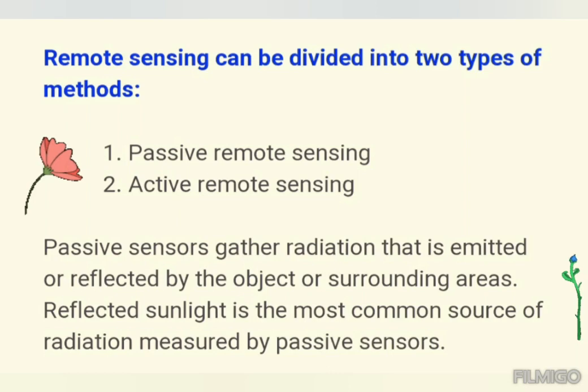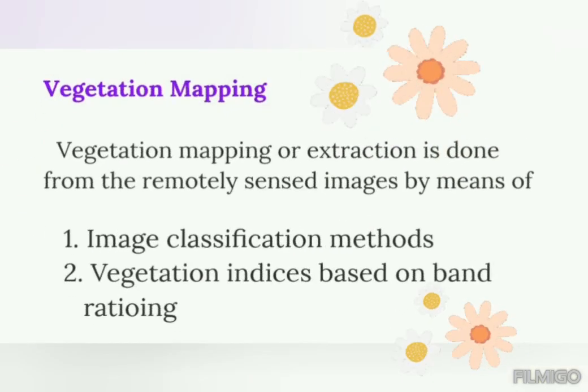Remote sensing can be divided into two types of methods: the active remote sensing method and the passive remote sensing method. Vegetation mapping or extraction is done from the remotely sensed images by means of image classification methods and vegetation indices based on band ratioing.